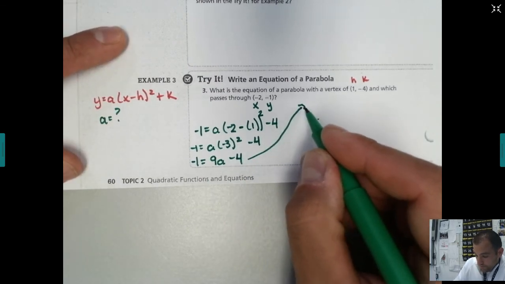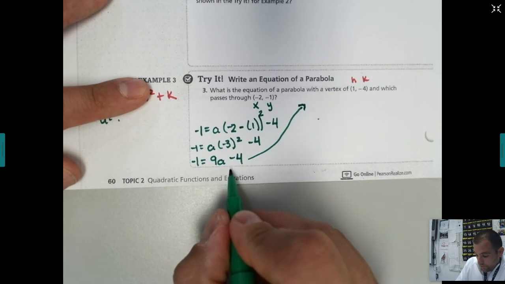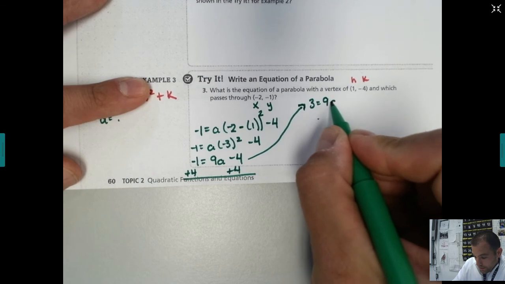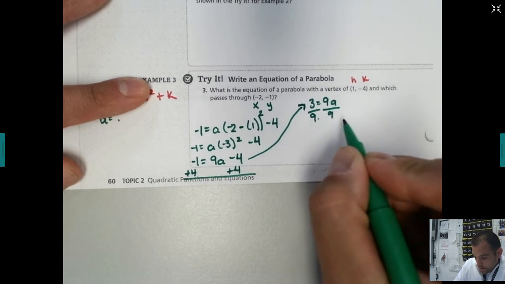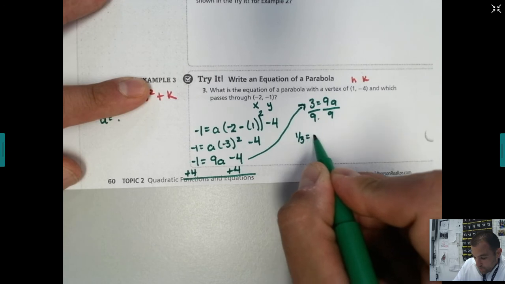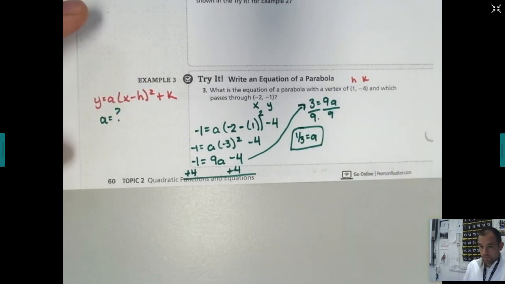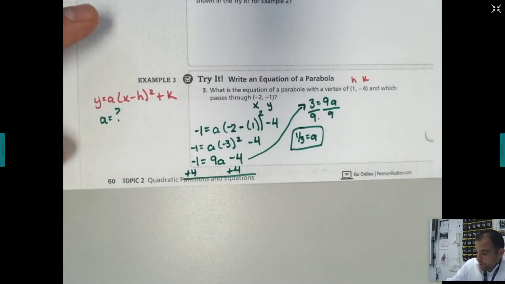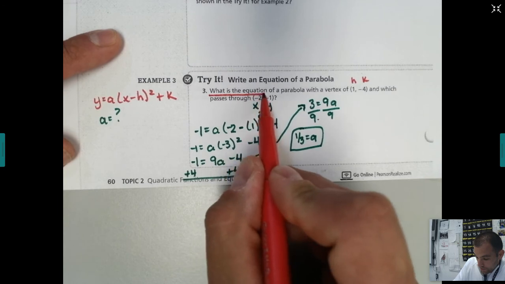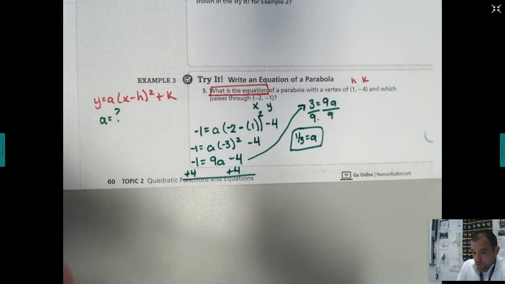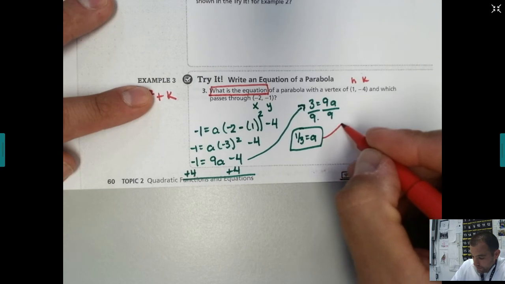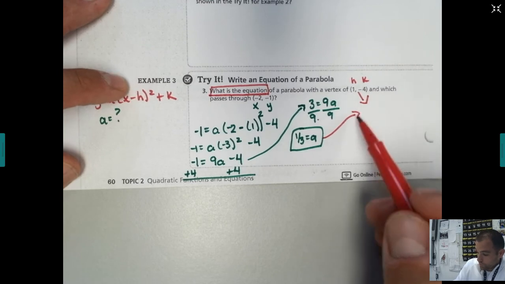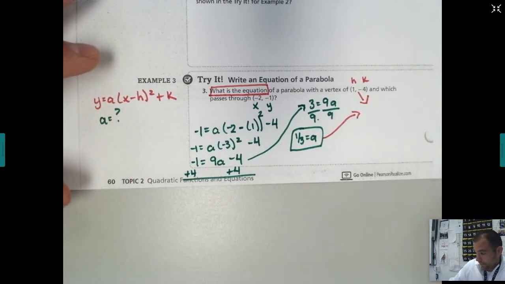So I'm going to come over here so I can finish solving it. We would add 4. So that would be 3 equals 9a. Divide by 9. 3 divided by 9 is the same thing as 1/3. So now I know what a is, which is what I needed to find. But the problem says, what is the equation, right? It doesn't ask me just what a is. It says, what's the equation? So to finish this problem, I'm going to take this a value, and then I'm going to take this vertex, and I'm going to plug them back into this to get my final answer.